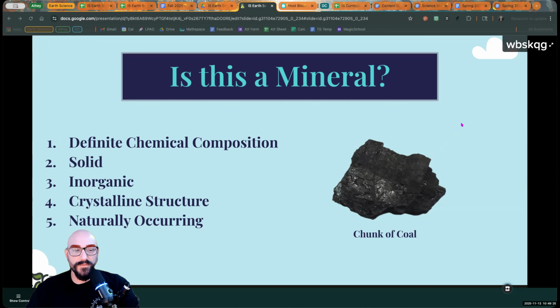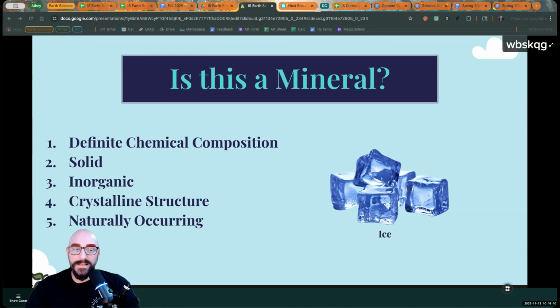Okay. So the answer for this one: is coal a mineral? No, it's not inorganic. And coal doesn't have a definite crystalline structure. Okay. Good job, Trina. Ice, is that a mineral?